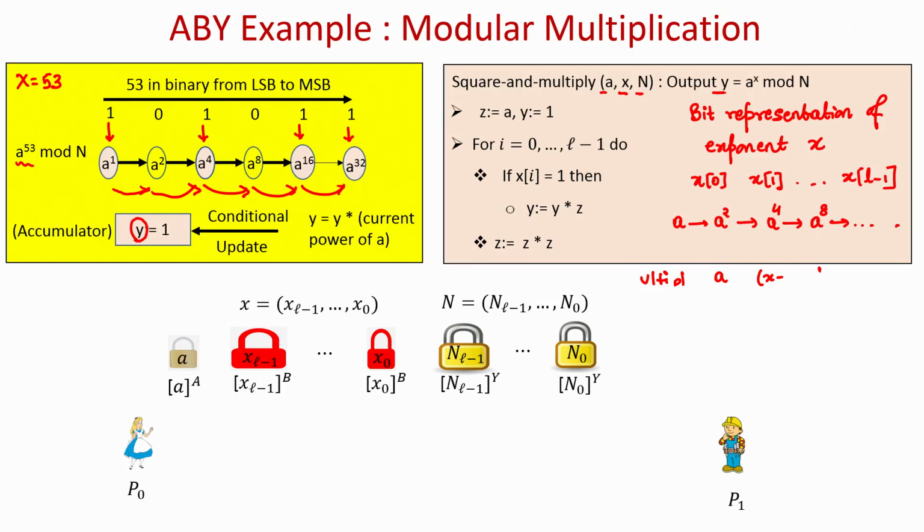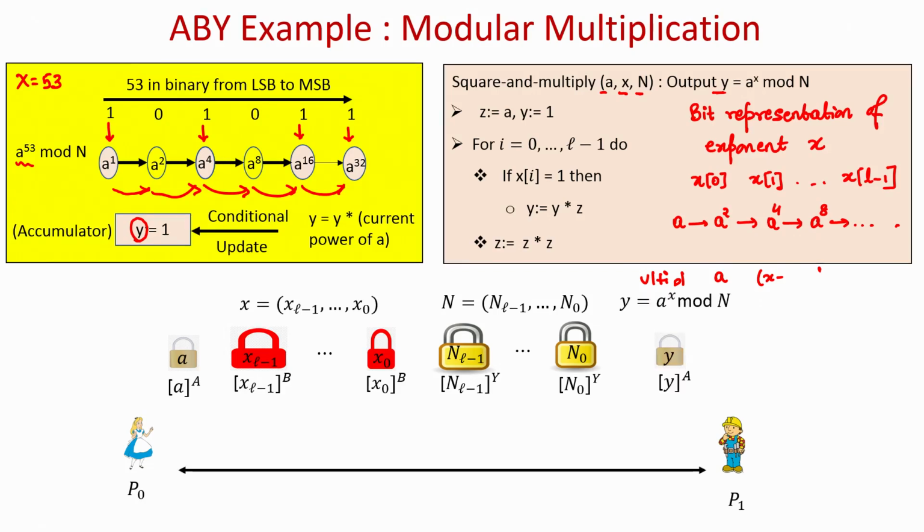Okay. Now, our goal is to design a protocol which allows Alice and Bob to interact and learn the output y in a secret shared fashion, where the output y is now going to be available in arithmetic representation. Okay. That is the example computation that we are considering.